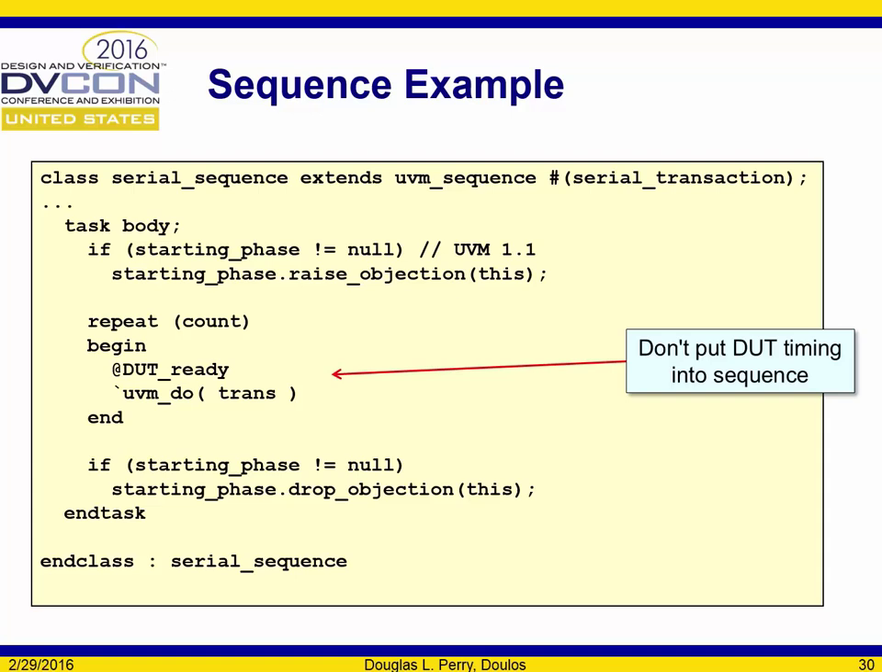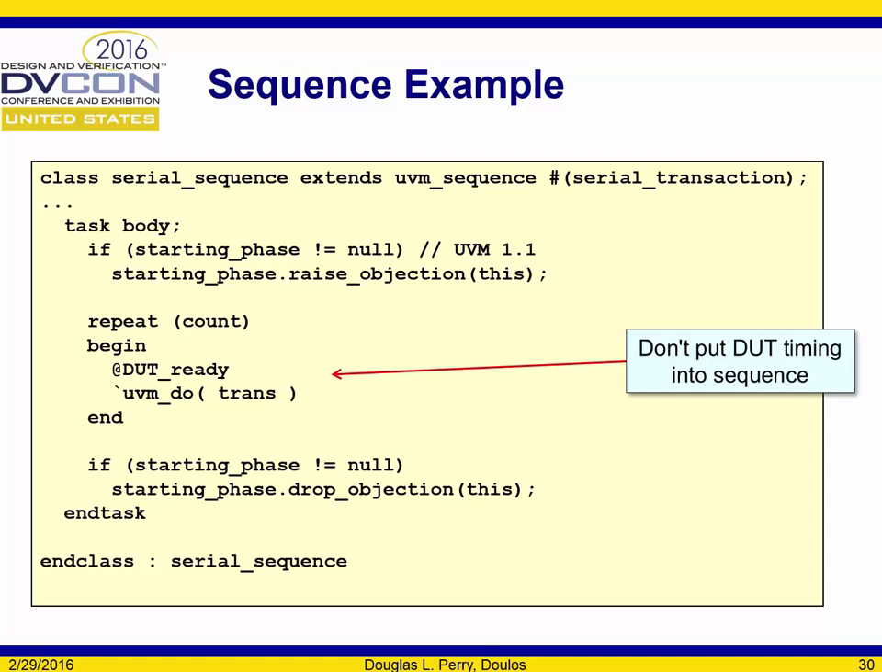Now, here's what you don't necessarily want to do. I've got a sequence, right? Here's my body task, which of course you need to have because that's what actually is run. And so I've got my repeat UVM do, okay, using the macros. But you'll notice that in here I've got some event that it's waiting for, some event from the DUT. Yeah, that's probably not what you want to do.